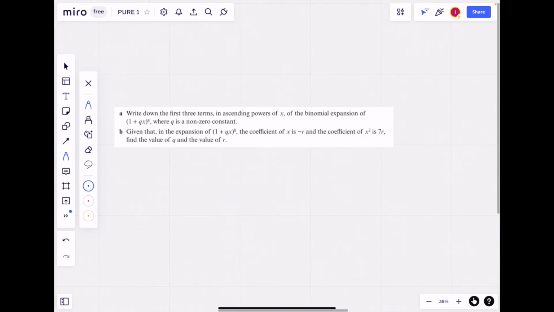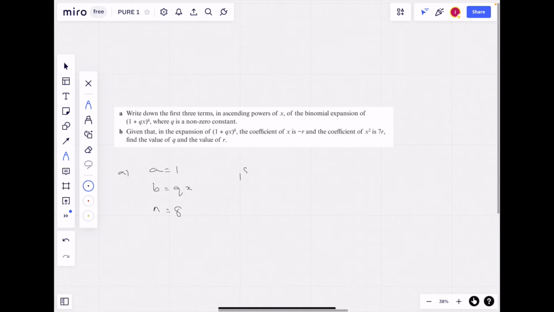Okay, so the next one. It says, write down the first three terms in ascending powers of x for the binomial expansion of 1 plus qx to the power of 8, where q is a non-zero constant. So can you try that for me, please? Can you just try doing the first three terms? So your a equals 1, your b equals qx, your n equals 8.